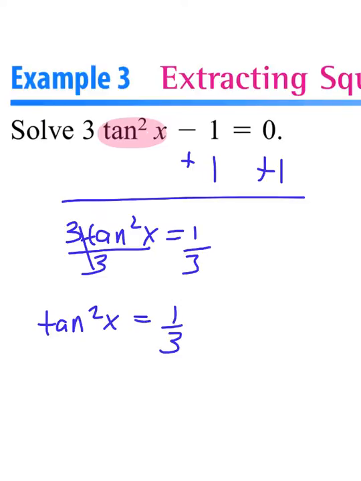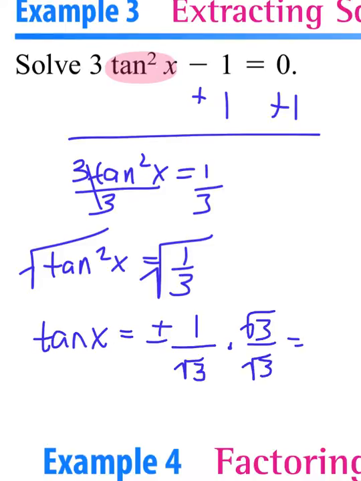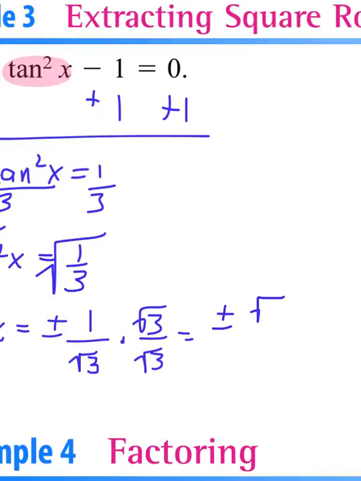Now what do you think we do? Take the square root. Perfect. If I put the square root on, what goes in front of my answer, guys? Plus or minus. What is the square root of 1? 1. What's the square root of 3? Do we know? Okay. Can I leave this like this? What do I do? Rationalize. So I'm looking for all the places on the unit circle that the tangent is positive or negative root 3 over 3.